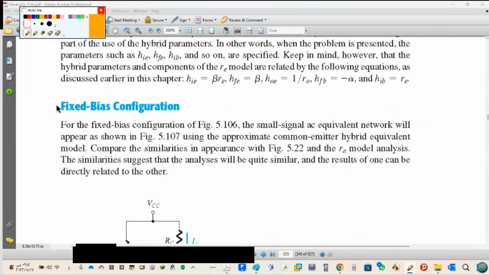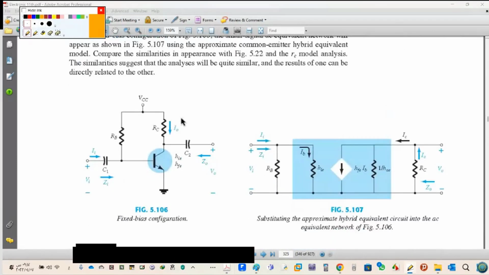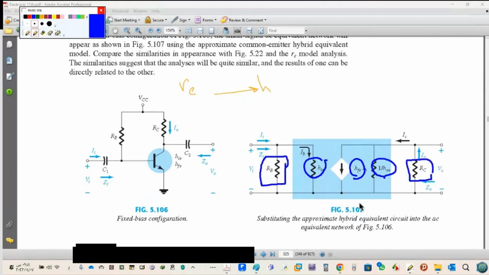Now, fixed base configuration with hybrid model. Same thing, exactly the same as what we said before. If you understand, start from RE, go to hybrid. So this is the model that we said before: HIE, HFE, and 1 over HOE. Then you can add the rest, even RB and RC.